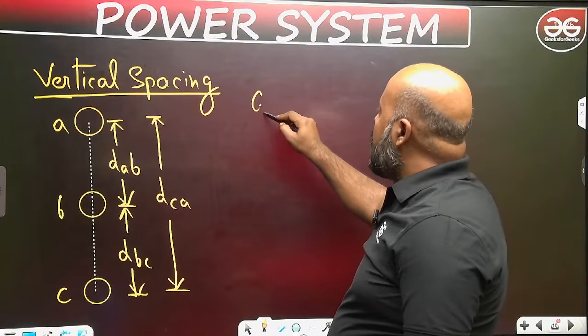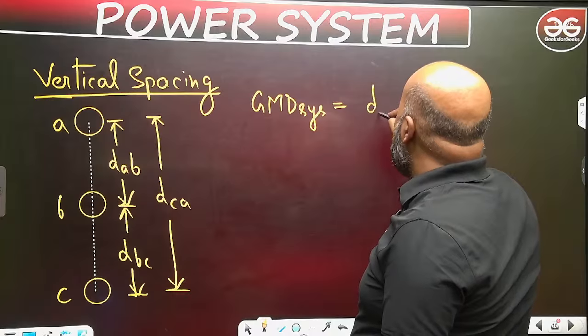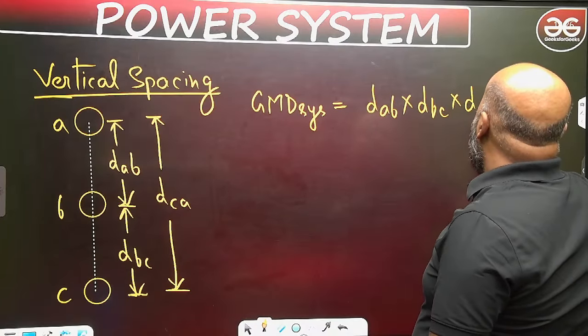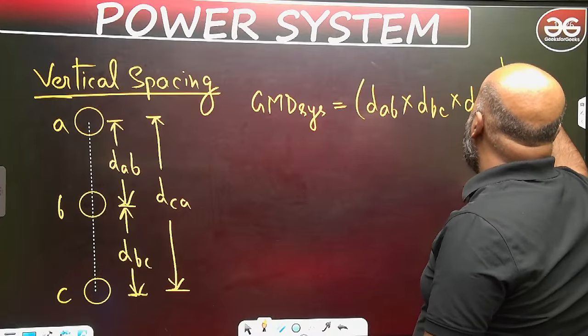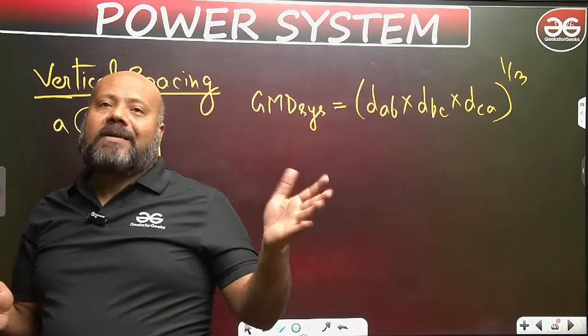What you have to do? You have to write GMD system is nothing but distance between A and B, B and C, C and A, and take the cube root, 1 by 3, because there are three distances and you want one distance. GMD is nothing but a distance.